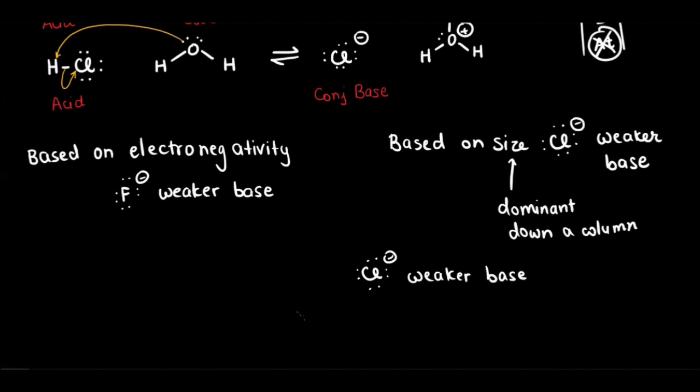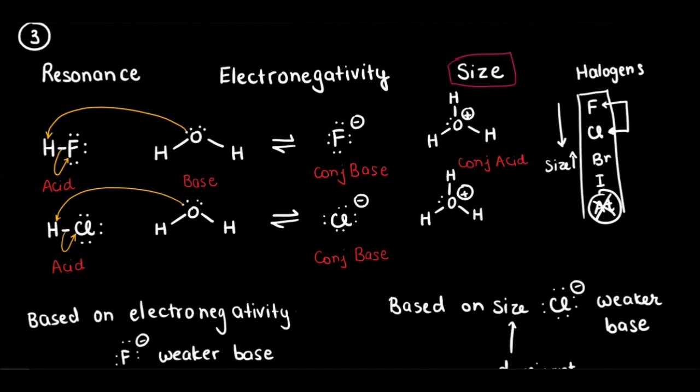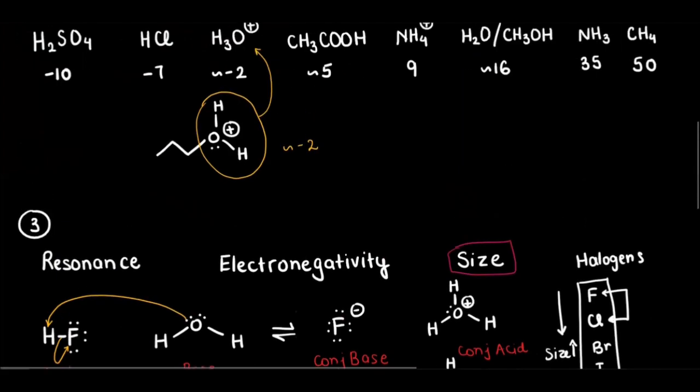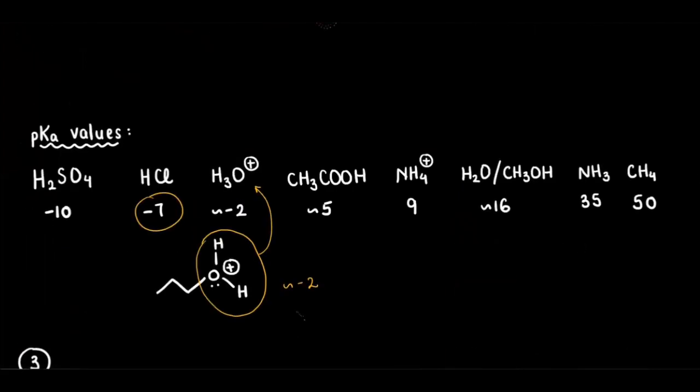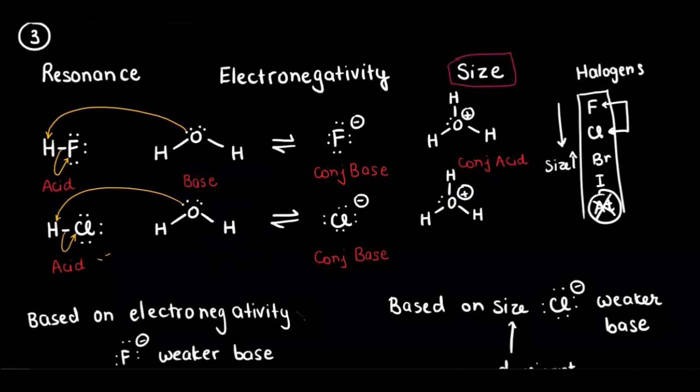Now, if the base is weaker, its conjugate acid would be stronger. That means hydrochloric acid would be the stronger acid. Now that makes sense, right? Hydrochloric acid is one of the strongest acids we have. The pKa of hydrochloric acid, as we stated above, is -7. So it is -7, and a pKa which is negative means it is a strong acid.